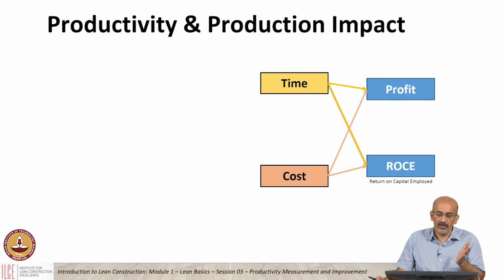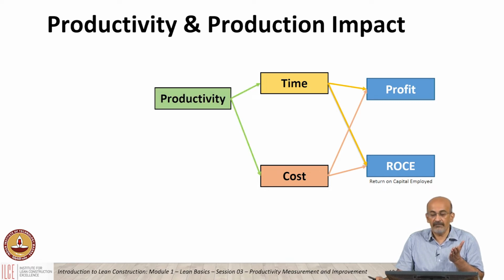Now, what does productivity and production do to time and cost? What does productivity influence? Time and cost. Productivity influences time and cost. What about production? Production influences cost or time? Time. Much more of time. So productivity influences time and cost.